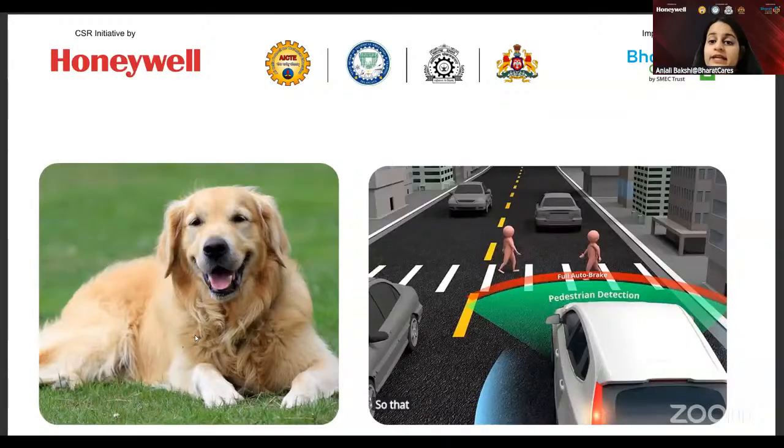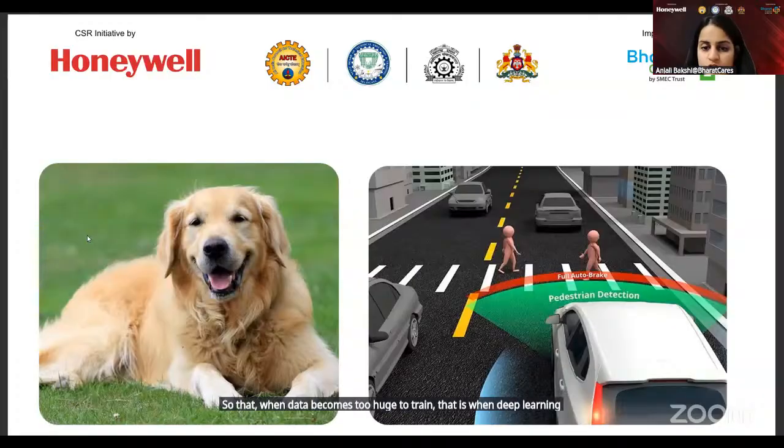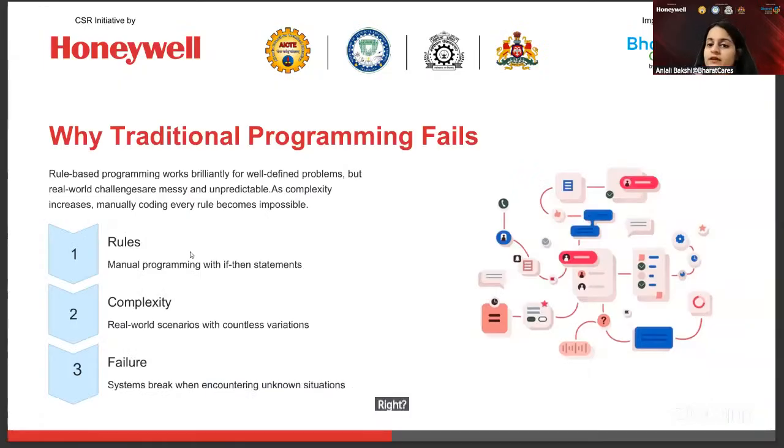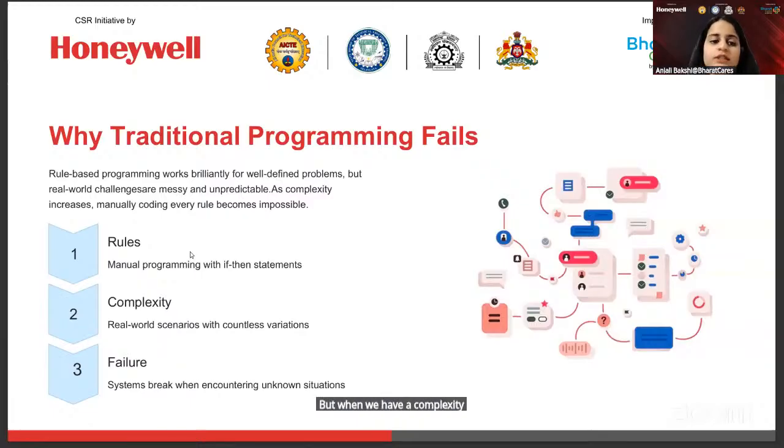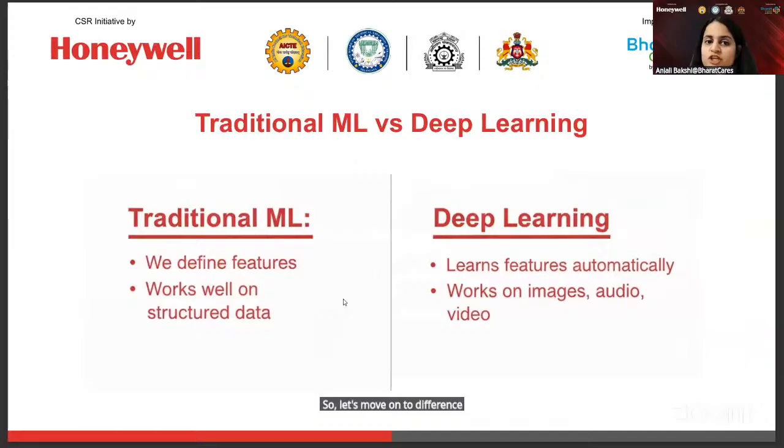So when data becomes too huge to train, that is when deep learning comes into picture, right? So when there are rules, manual programming is possible, we go with traditional, that is machine learning. But when we have a complexity, we go with deep learning. In that case, our manual programming fails. So let's move on to difference between machine learning and deep learning that we used to define the features in machine learning. It worked well on structured data.